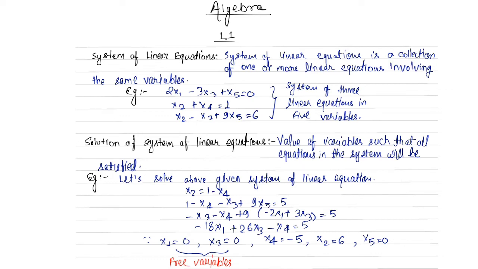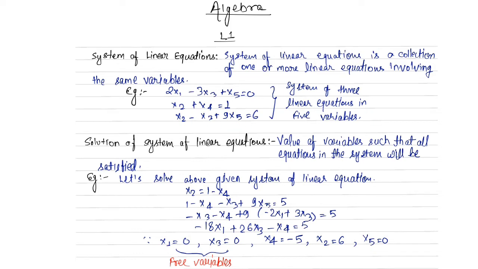If we have a collection of linear equations involving the same variables, it means the same variables are involved in all the equations in the system. Let's see the example here. We have three equations: 2x1 minus 3x3 plus x5 is equal to 0, x2 plus x4 is equal to 1, and x2 minus x3 plus 9x5 is equal to 6.